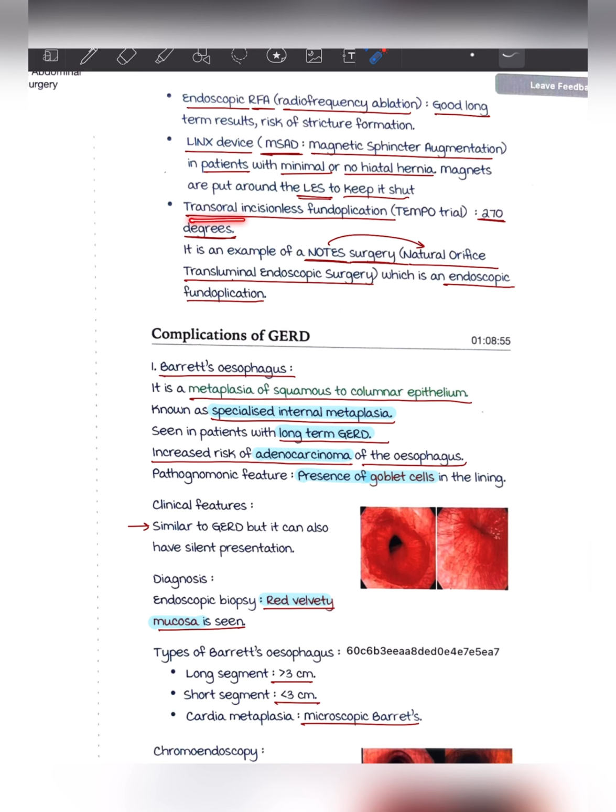Next is transoral incisionless fundoplication, that is the TIF trial, that is done 270 degrees. It is an example of NOTES, that is natural orifice transluminal endoscopic surgery, which is an endoscopic fundoplication. You just have to remember the names, not more than that.